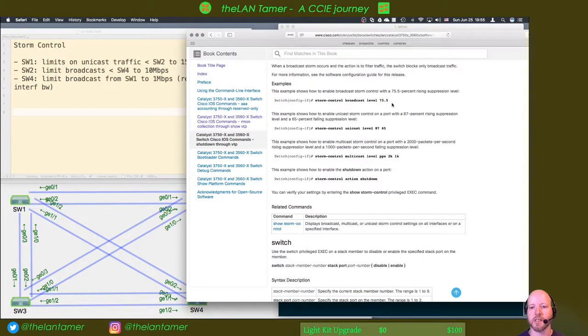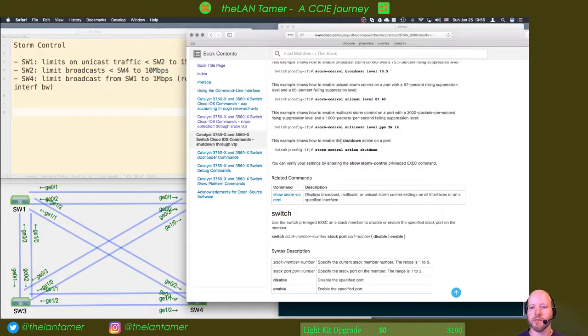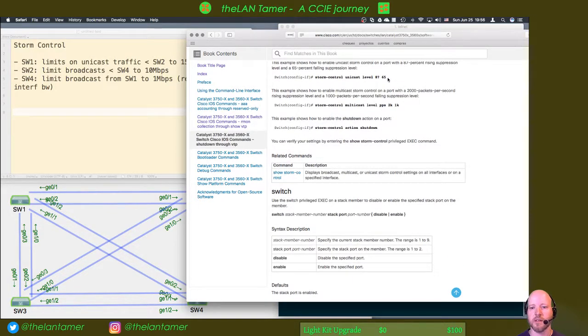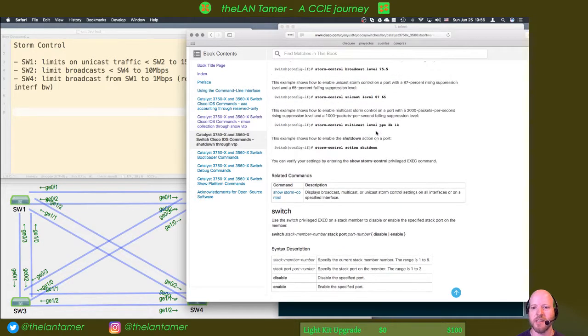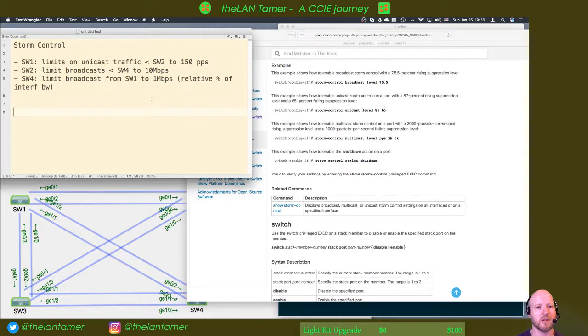Storm control broadcast level 75.5. Unicast level 87.65. Okay. Storm control multicast level packets per second 2,000, 1,000. I notice you can use 2K or 1K there. Storm control action shutdown. They did not give us an example of a relative percent of interface bandwidth. That's what we're going to do here.